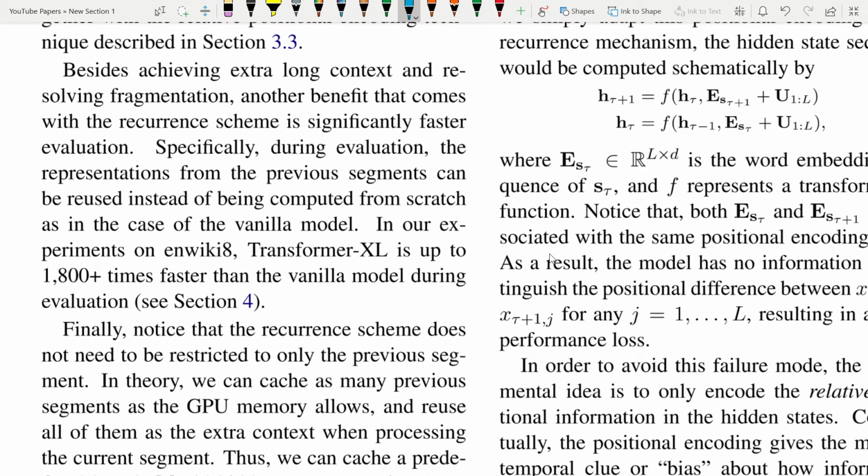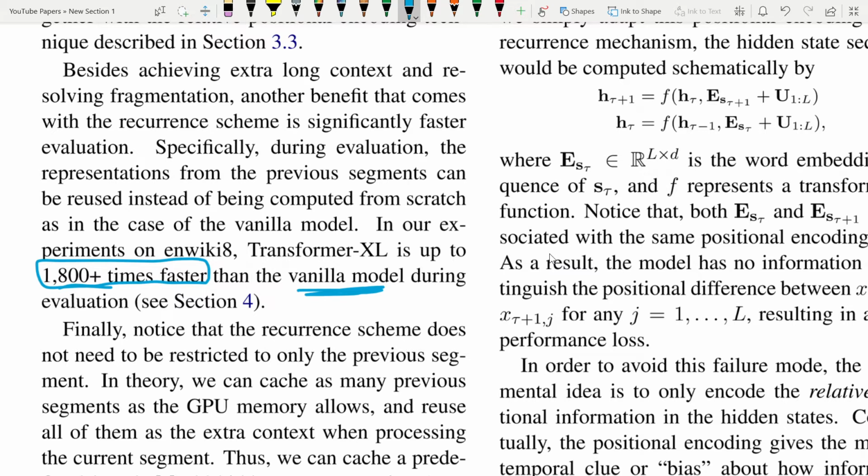So that's that. Because it caches all the hidden states from previous time steps, it's 1800 plus times faster than the vanilla model. Certain techniques are used, like the caching, which obviously helps. In the vanilla transformer model everything is calculated from scratch, whereas over here you are caching the previous hidden states, so that really helps. And you don't have to cache only just the previous segment.